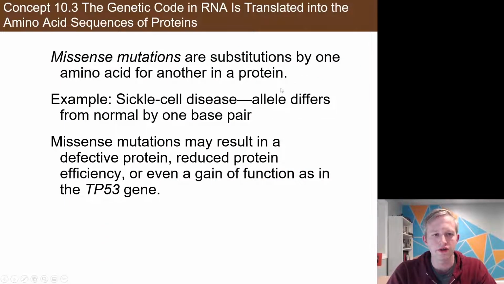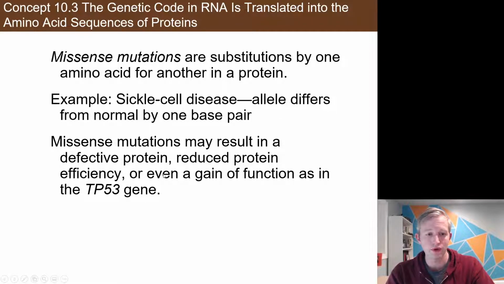Missense mutations, however, are substitutions where a single nucleotide changes and it causes a single amino acid to be different. Now, this may be not a big deal. Some proteins are made out of hundreds or more amino acids, and so maybe one got a proline instead of a leucine. Maybe that's not a big deal, but it can be. And missense mutations can result in defective proteins and reduce the protein efficiency.